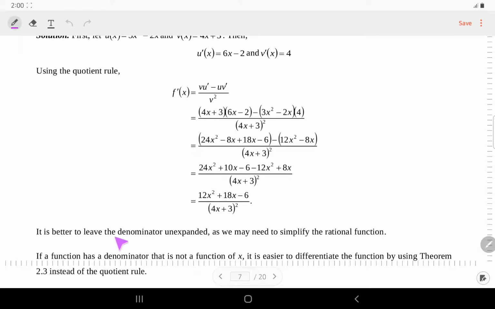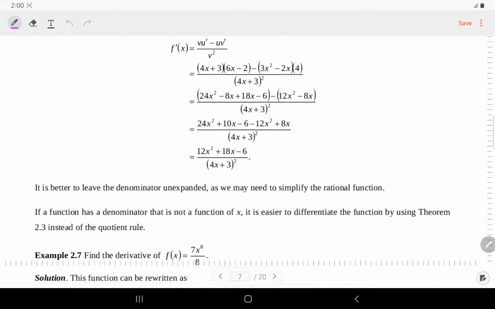It is better to leave the denominator unexpanded. No need to expand the denominator. We just need to simplify the rational function.